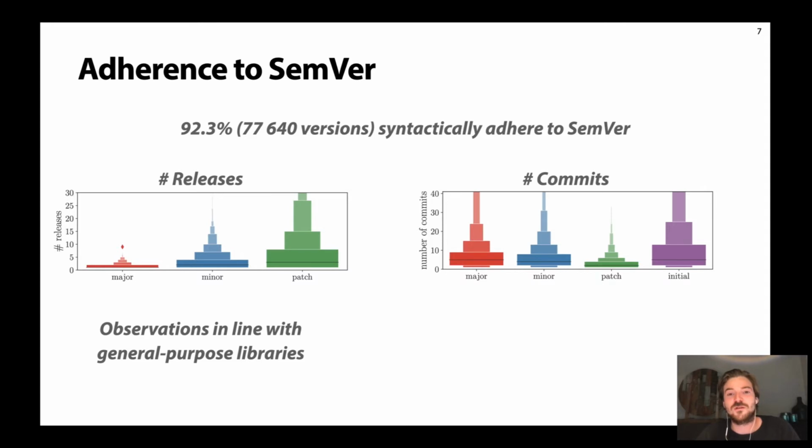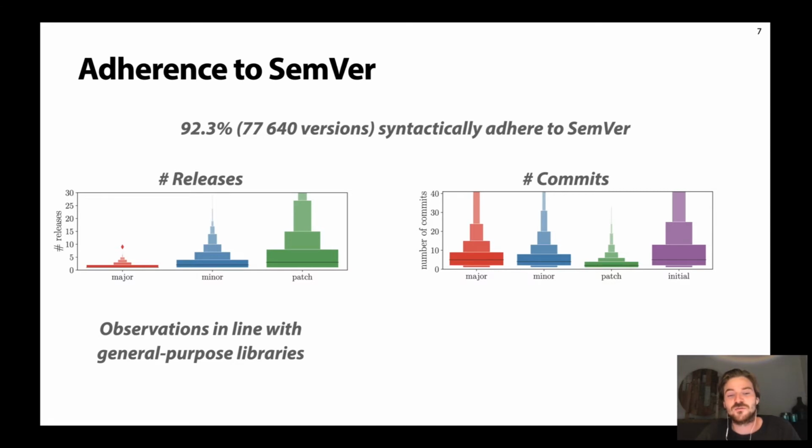Similarly, we also found that major versions take a lot more effort to create than minor versions, which again take a lot more effort to create than patch versions, which also makes sense if you think about it, because bug fixes are quite easy to make, whereas adding completely new functionality is going to take a bit more effort.